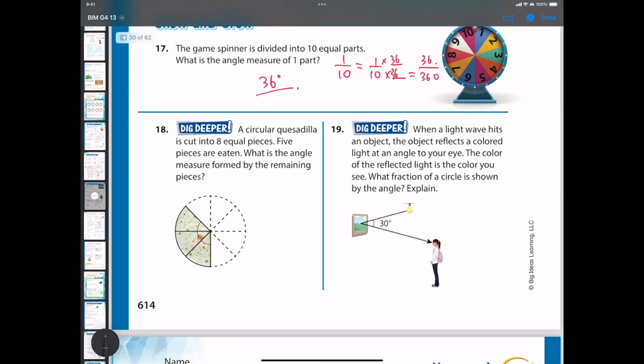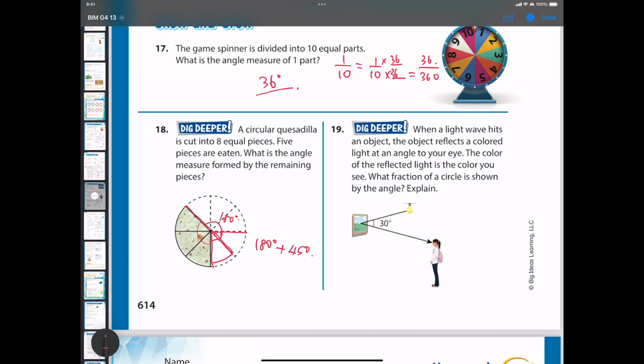Number 18. A circular quesadilla is cut into 8 equal pieces. 5 pieces are eaten. What is the angle measure formed by the remaining pieces? Same as pizza. Okay, quesadilla, whatever it is, just think about the pizza, okay? That is easier. So now you ate what? 180 degrees already, right? And think about it. This is what? A right angle. And then this is half of a right angle, which is 45 degrees, is eaten.